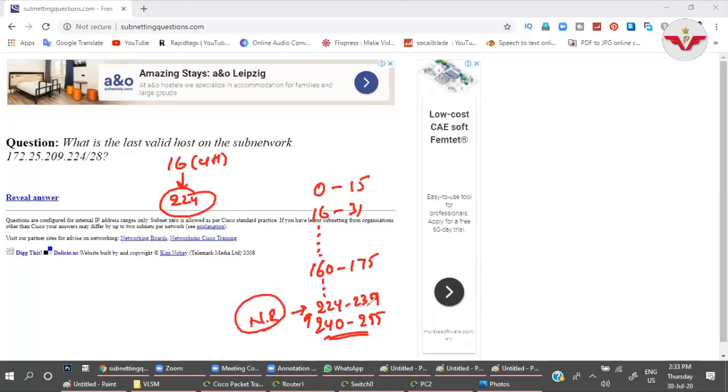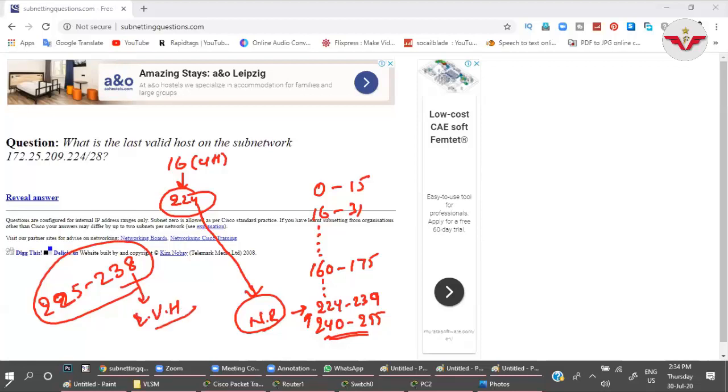After I get the network range, and 224 belongs to this network, I can decide that this is the network. So the valid host range would be 225 to 238. The last valid host is 238. Everyone got it? Let us check.